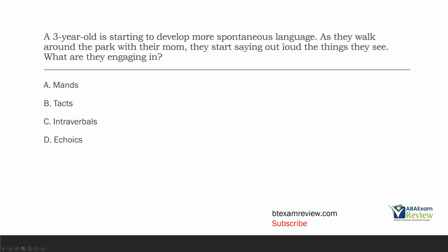So if the 3-year-old is walking around the park with the mom and saying things out loud as they see them, are they requesting things? Well, no, they're just saying things out loud. Are they labeling things? Yes, they're tacting. Are they having a conversation? Not necessarily. They're just labeling things they see. And are they repeating anything? No, right? They're just seeing a bench, saying bench. Seeing a dog, saying dog. Seeing a tree, saying tree. All the 3-year-old is doing is labeling. In other words, all the 3-year-old is doing is tacting. As long as you're familiar with these 4, you'll be okay.